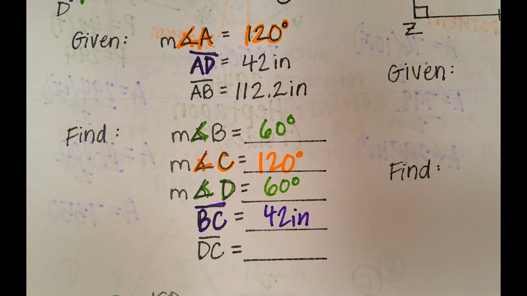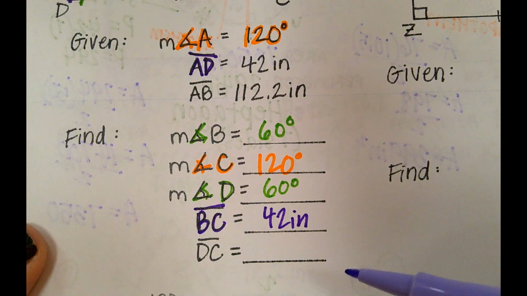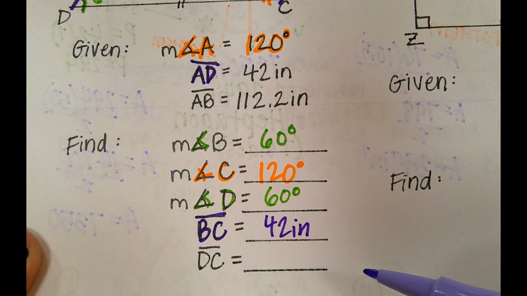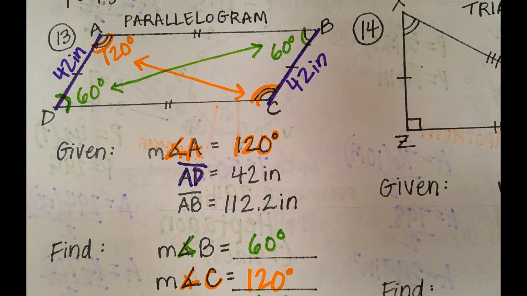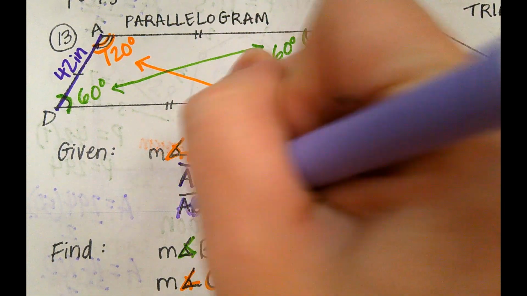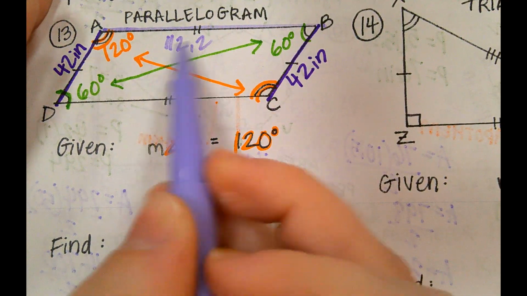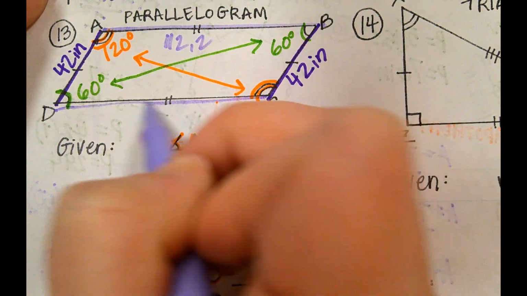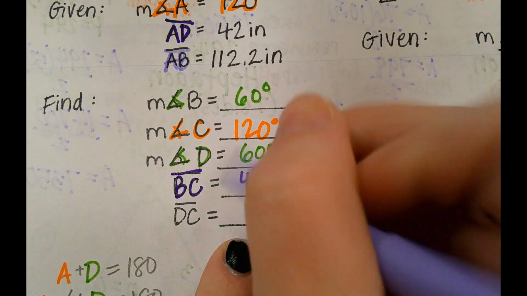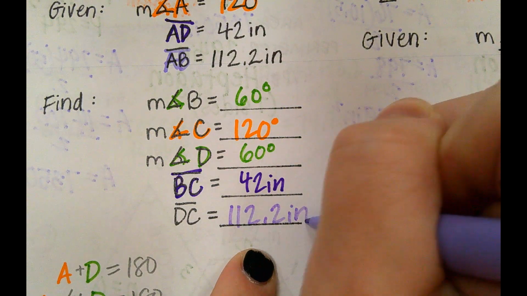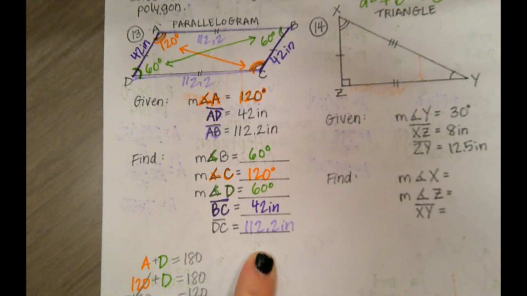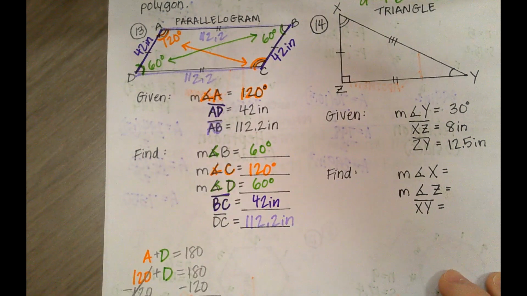And how do I find that? Gives you A, which is 112.2. Good. A to B. A to B is 112.2. It's got 2 tick marks. Opposite sides are equal. So DC is opposite. It is equal. Also 112.2 inches. There we go. That is number 13.